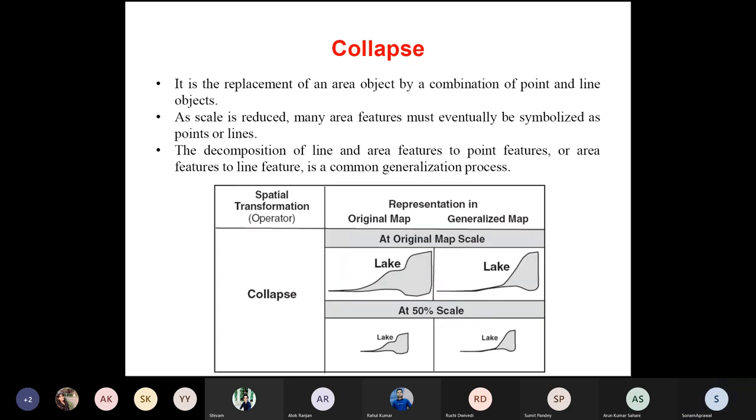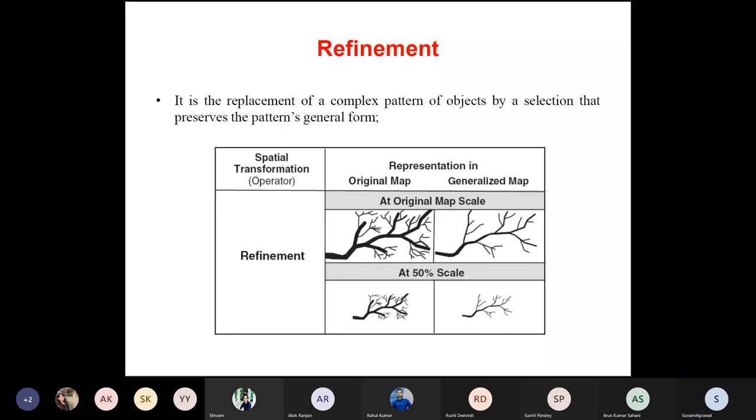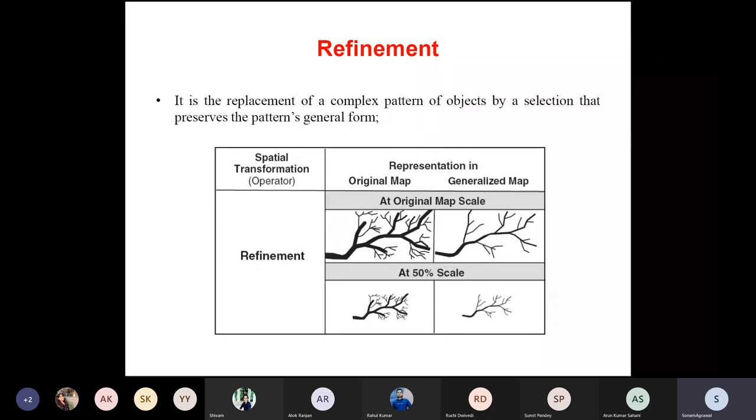Collapse, polygon to point or line. As you can see in the figure, the polygon is getting converted into a line. Refinement, it is the replacement of a complex pattern of objects by a selection that preserves the pattern's general form.